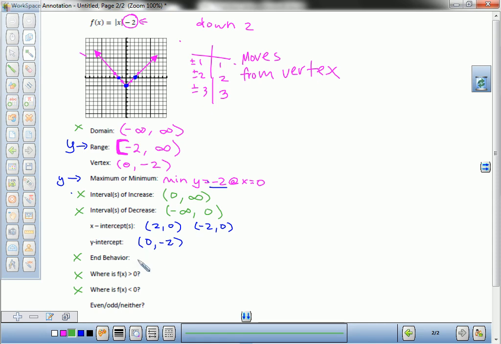All right, in behavior, both ends of an absolute value will always do the same thing. Both ends. So whether we're going to positive or negative infinity, what are the y's doing? Going up. Very good.